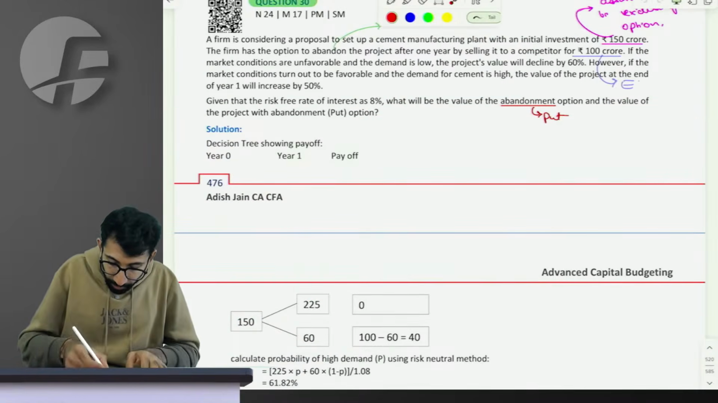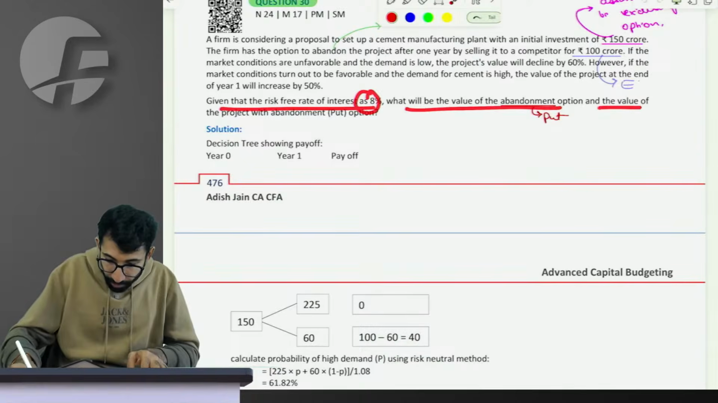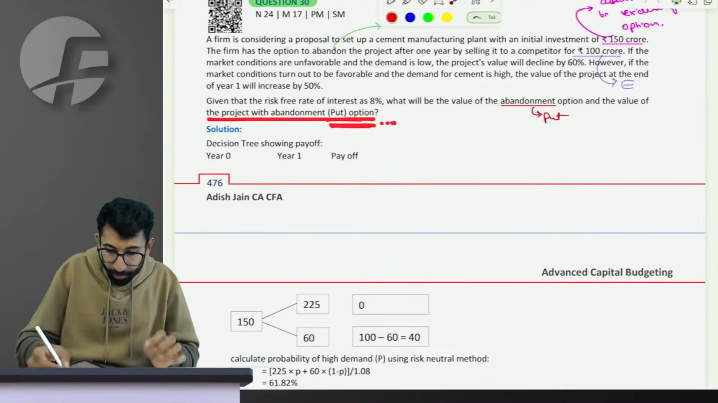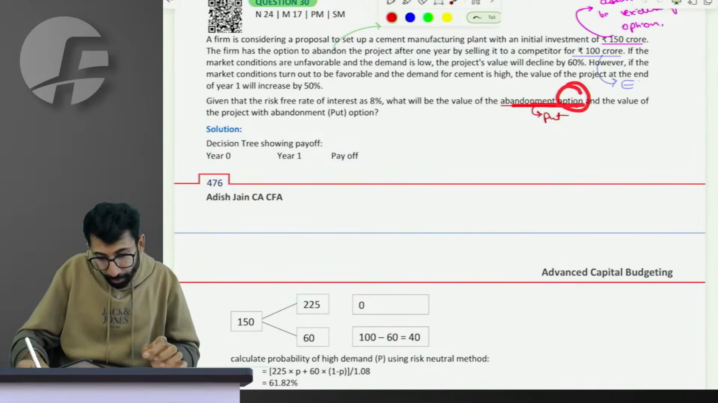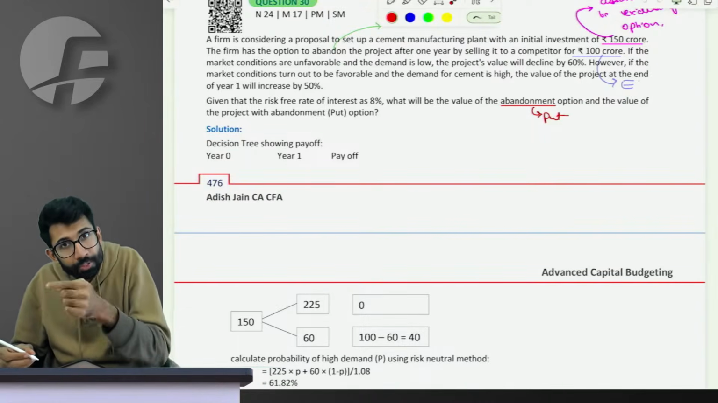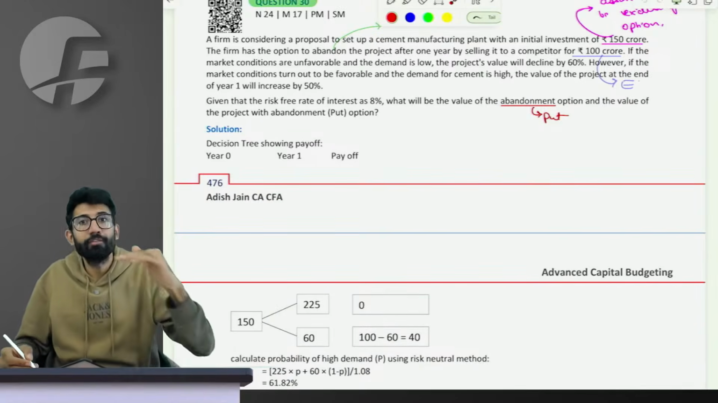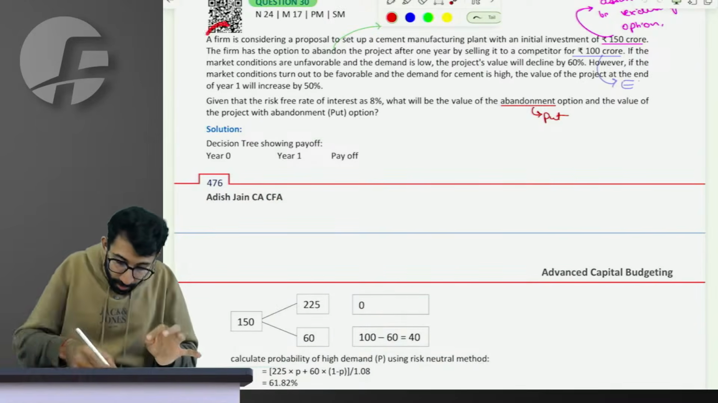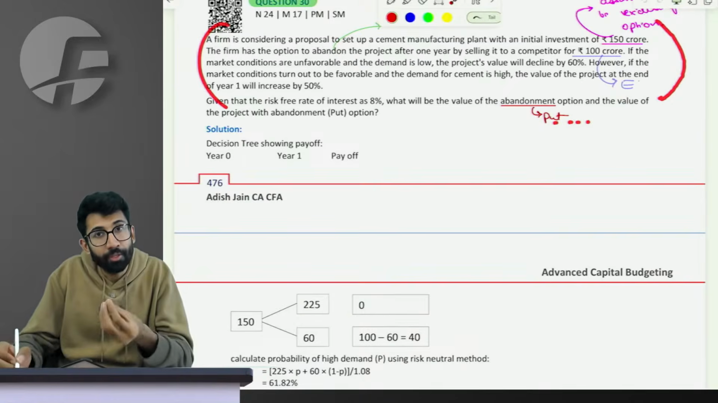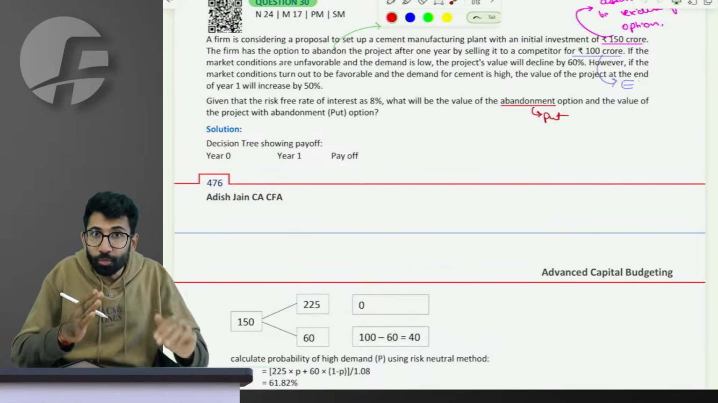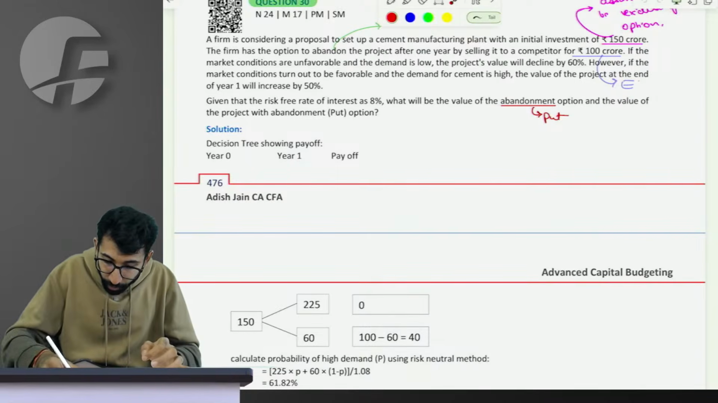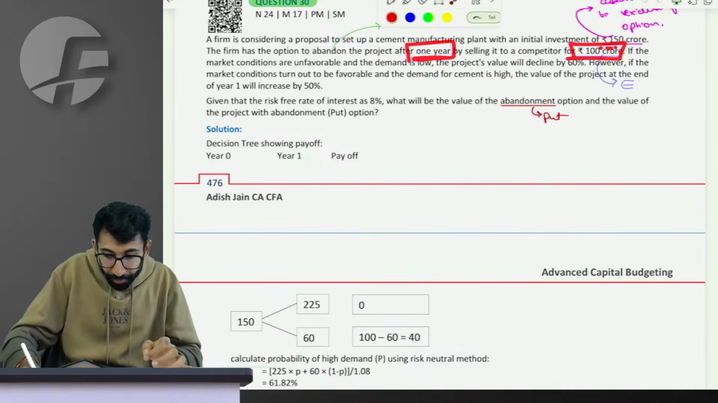Fine, cool. Given the risk-free rate is 8%, find the value of the option and the value of the project with the put option, the abandonment option. Sir, what do you mean by value of abandonment option? Listen to me. What is a call option? An option to buy the underlying asset. What is a put option? An option to sell the underlying asset at a particular value called the exercise price. Similar to the call and put which we have learnt in derivatives, this is also a call and put, which is nothing but an option to sell the underlying asset, which is that entire project, after a year for a price of rupee 100 crore.